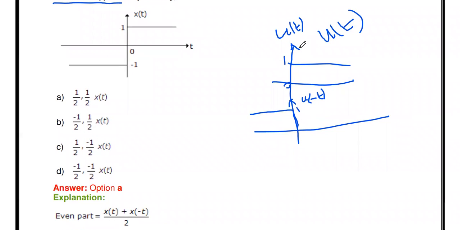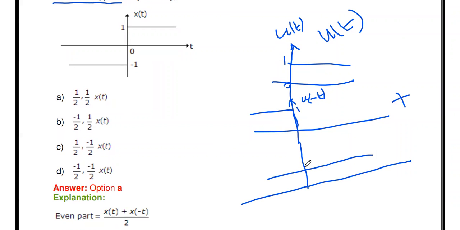So this is u of t, this is u of minus t. Then if we want to find the even component, first you just add these two signals. So you add u of t plus u of minus t. If you are adding these two signals, we will get a constant 1 for the time minus infinity to plus infinity. Constantly 1 it will come. This is the DC signal.